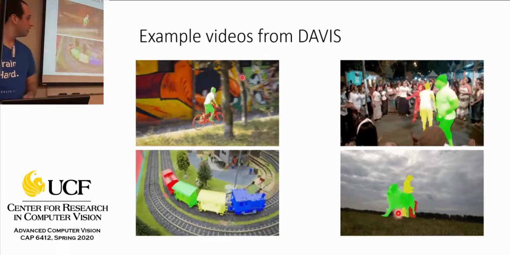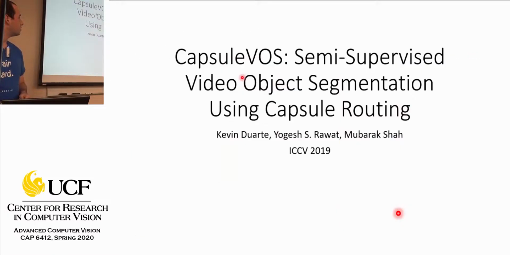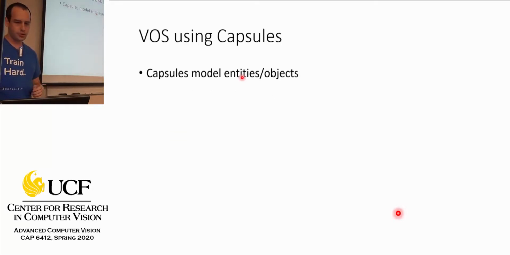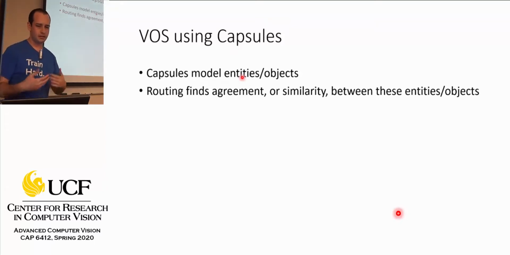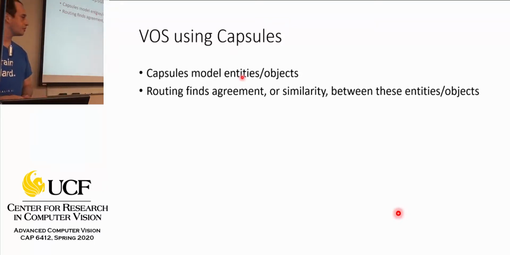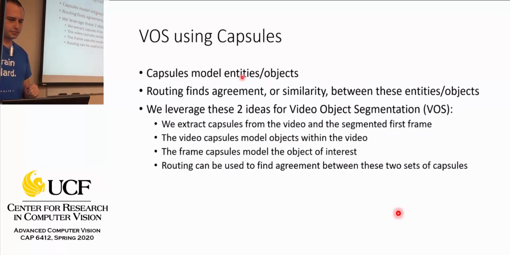All right, okay. So now I'll get into the work: CapsuleVOS. The idea behind this is, as I said before, capsules model entities or objects, and routing by agreement finds similarity between these entities and objects. So this would be ideal in VOS because we could do the following.